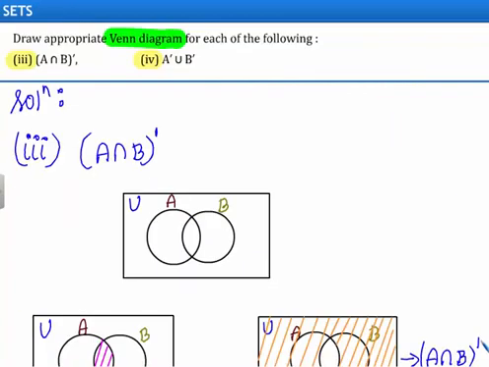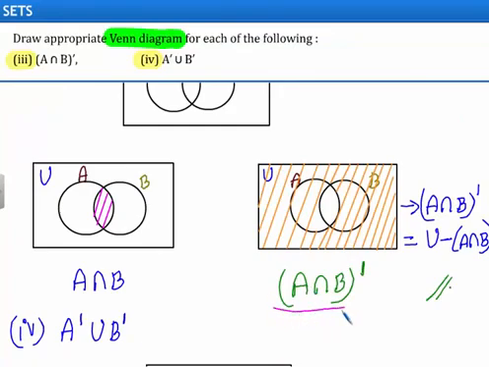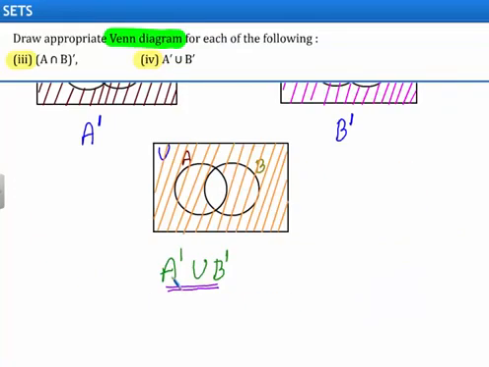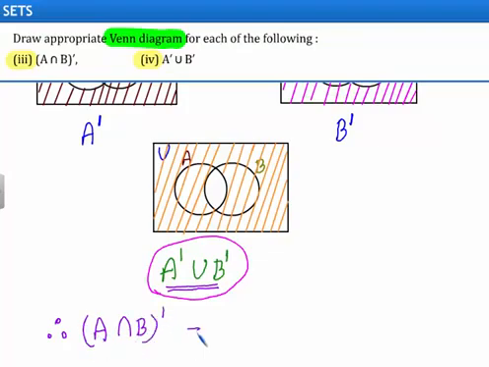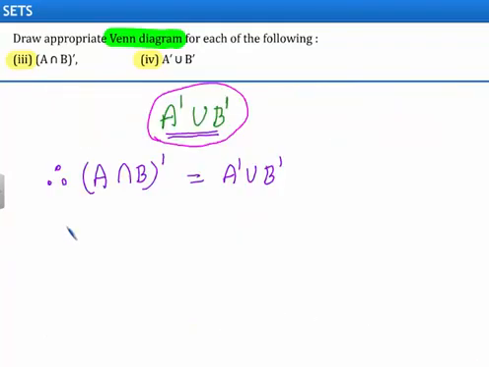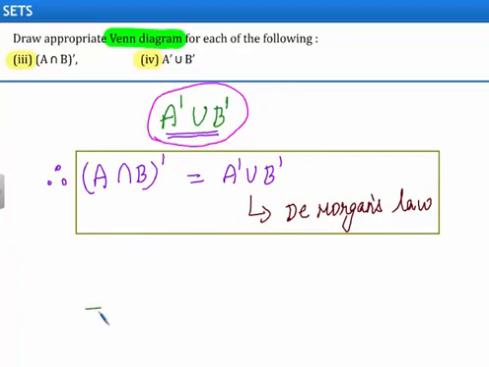Here we can see that the Venn diagram representation of A intersection B complement and A complement union B complement are same. Therefore, we can say that the complement of A intersection B is equal to A complement union B complement. This is one of De Morgan's law. This completes the solution.